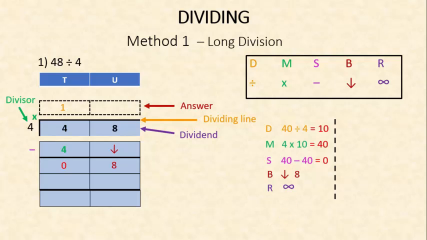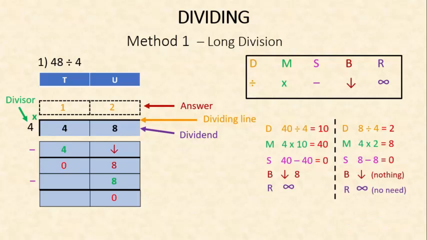Now we will repeat the steps. Divide. 8 divided by 4 equals 2, and it goes in our answer block. Multiply. 4 times 2 equals 8, and we put our answer underneath. Subtract. 8 minus 8 equals 0. We'll bring down. Well, there's nothing to bring down, so we don't need to repeat. What is our final answer? It's 12. Number 2.